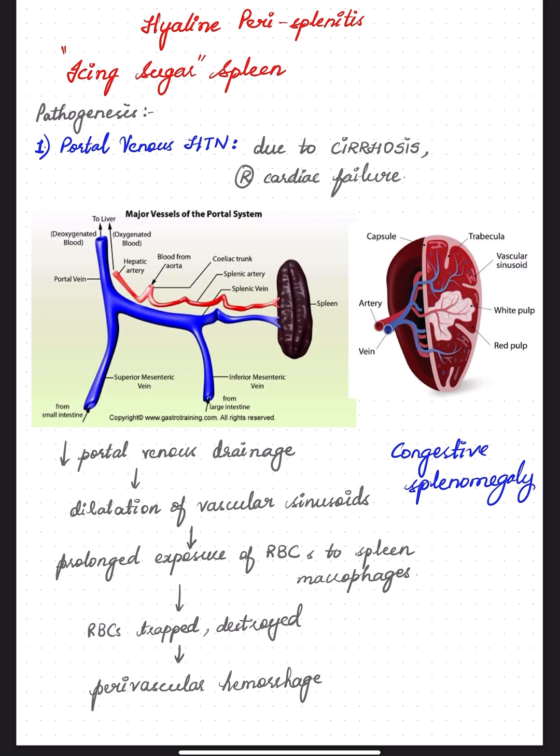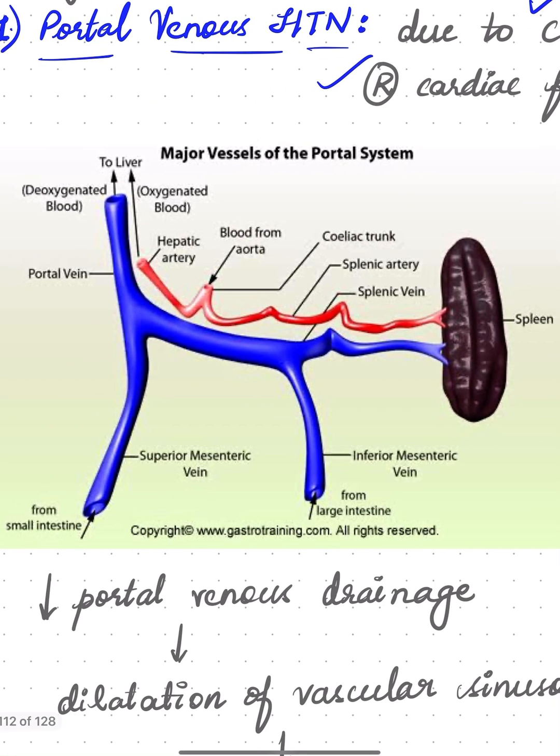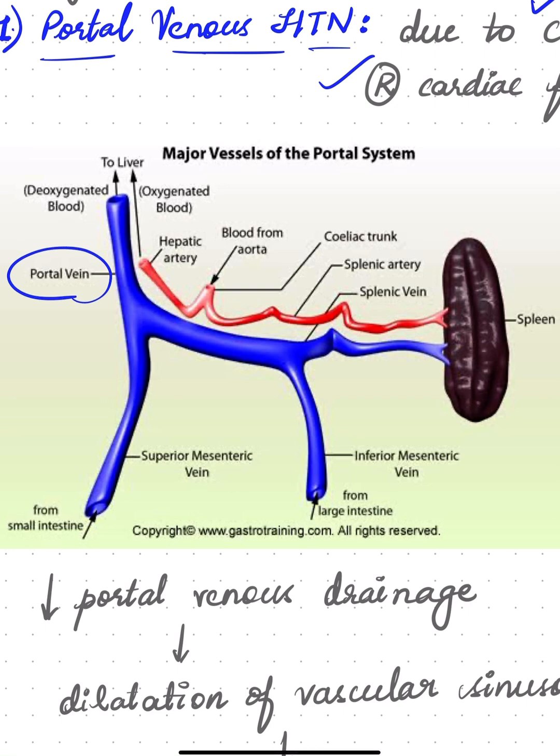Why does this occur? The first reason is portal venous hypertension. It occurs due to cirrhosis, either liver cirrhosis or right side cardiac failure, which causes increased pressure in the portal vein. We all know the portal vein is formed by the superior mesenteric vein and the splenic vein. These are the two tributaries of the portal vein. Because of this portal venous hypertension, the pressure transcends into the splenic vein as well.